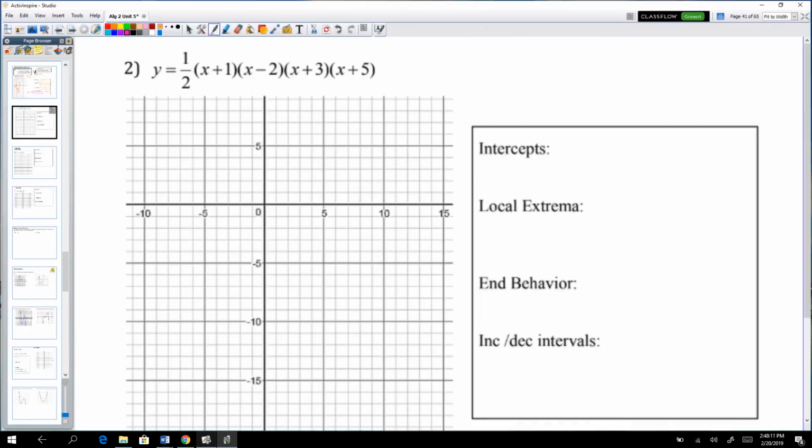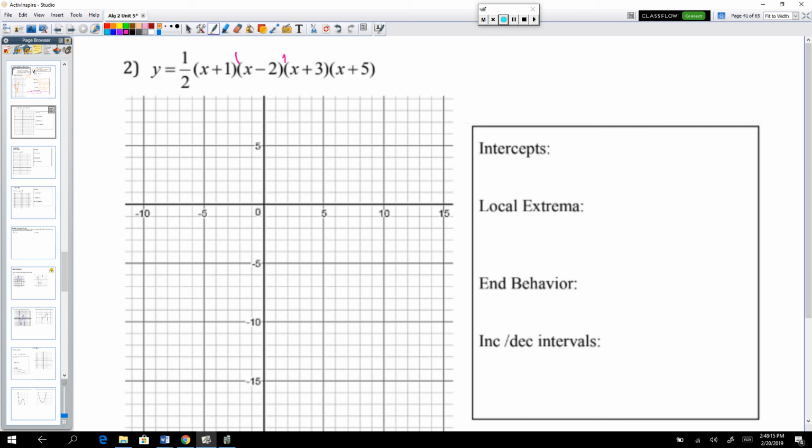Since we have 4 factors, all with a multiplicity of 1, that means this degree is 4. Your intercepts from an x perspective, of course, are -1, 0, 2, 0, -3, 0, -5, 0. Your y-intercepts are found when you zero out your x's. So you have 1 times -2, that's -2. -2 times 3 is -6. -6 times 5 is -30. -30 times 1/2 is -15. So you have 0, -15 as your y-intercept. Make sure that you get all your x-intercepts in there.